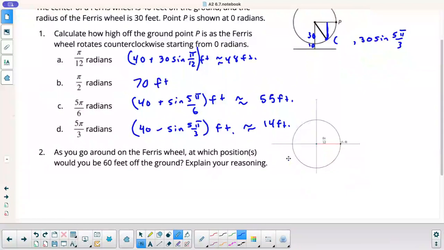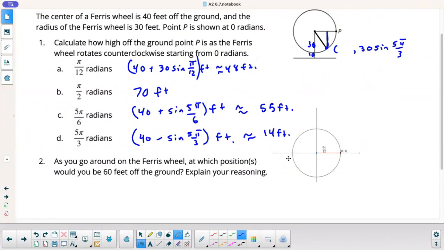All right, number 2, as you go around on the Ferris wheel, at which positions would you be 60 feet off the ground? So 60 feet. All right, so we've got to think about this here. Down at the bottom, you're only 10 feet off. Up at the top, we said 70. Right in the middle, you're 40. So somewhere between 40 and 70.